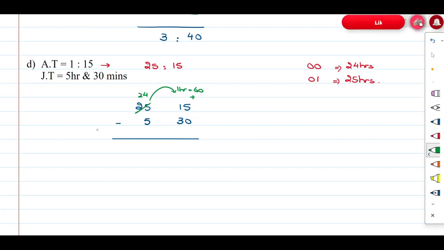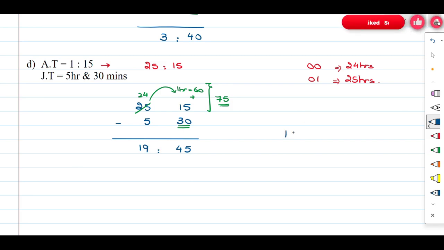So this 60 and this 15, when you add them up, that is 75. From 75, you have to subtract 30 now. From 5, take away 0 is just 5, and from 7 take away 3 is 4, so 45. 45 minutes are acceptable. Now from 24 hours you have to subtract 5 hours, right? From 24, if you take away 5 hours, that is 19.